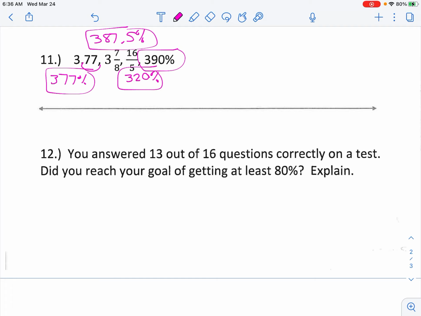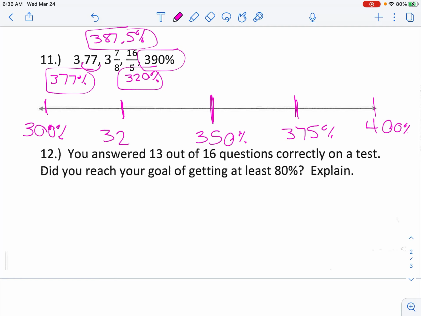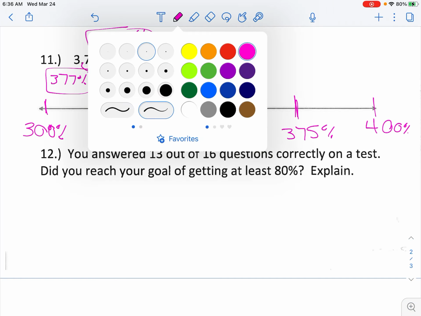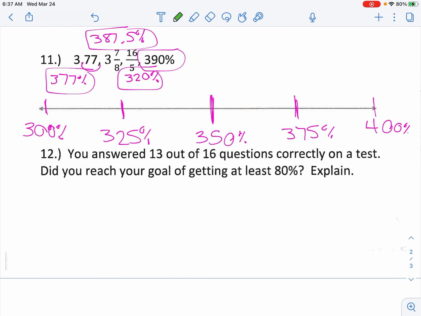All right, so these all go between, my lowest number is 320, my highest is 390. So I'm just going to go from 300 to 400%. Whoops. So 300% to the far left and 400% to the far right. Halfway between those would be 350%. Okay, so this would be 375%. This would be 325%. So I'm going to find a different color to mark my numbers.